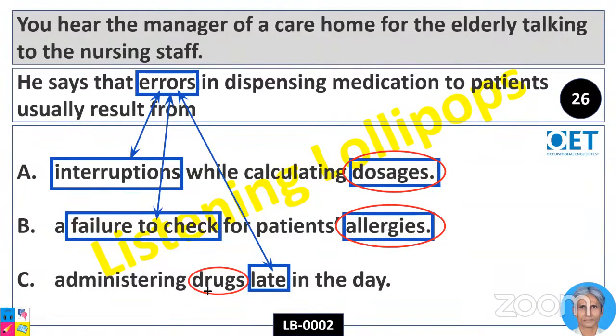Problem with the dosage means how much. So that's the problem. The second one is allergies, not checking. So that may be a problem. Administering drugs late. So late administration is a problem. Early in the morning, no problem, but late is maybe a problem like that. So this is the way how you have to analyze the question. Right.